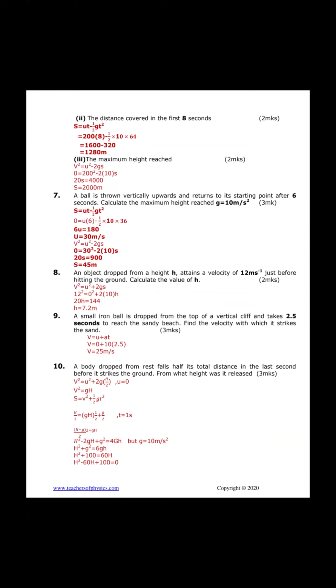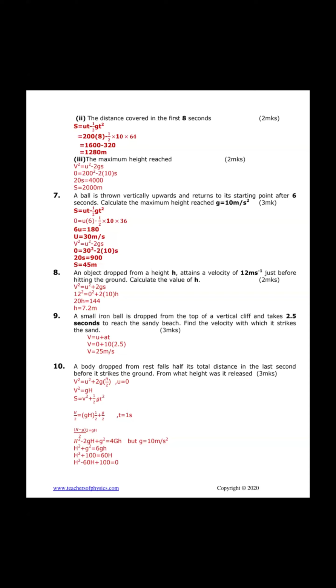Question number 7. A ball is thrown vertically upwards and returns to its starting point after 6 seconds. Calculate the maximum height reached.